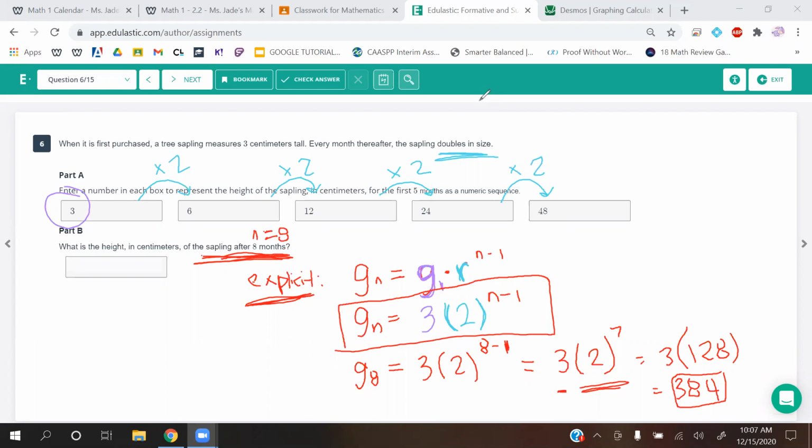We have that, it said it was wrong. Then I'll fix it. Sometimes you have to manually go in and fix it. I don't know why, but Edulastic's really weird like that, okay? So it is 384.